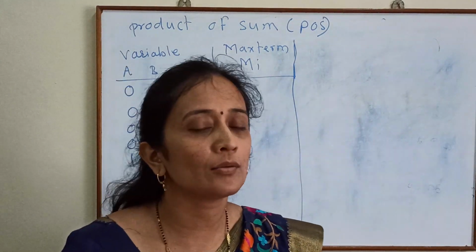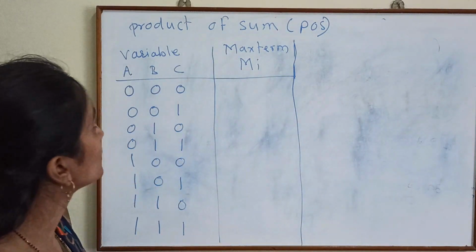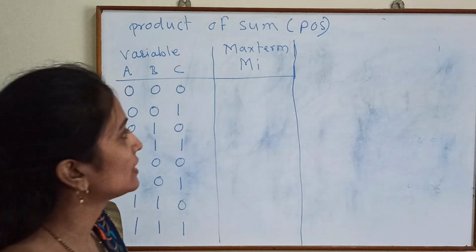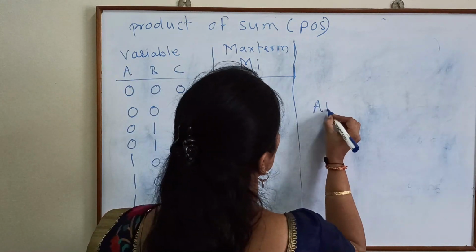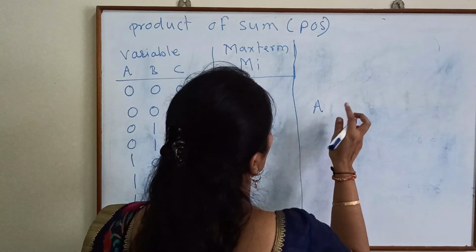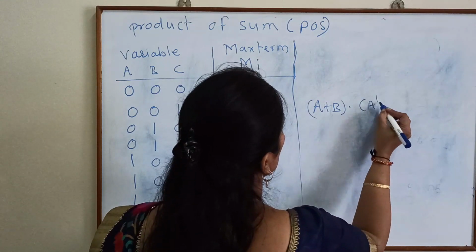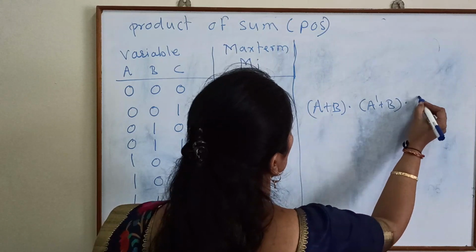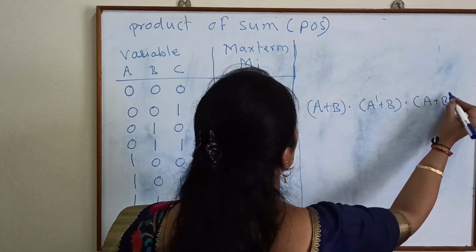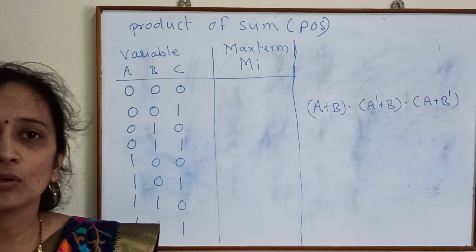Now next is POS, product of sum. In product of sum, first we will see what is product of sum. (A plus B) into (A bar plus B) into (A plus B bar). This is product of sum.